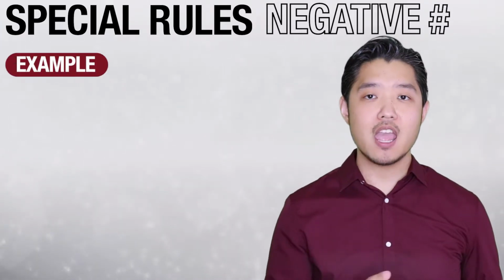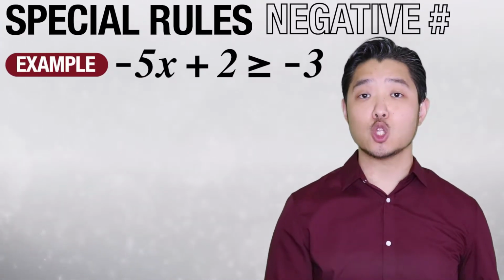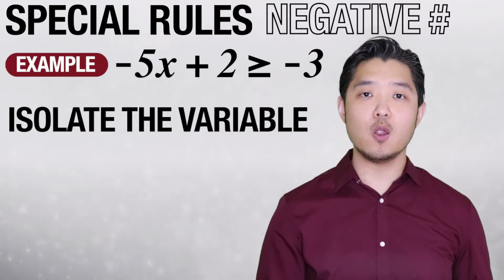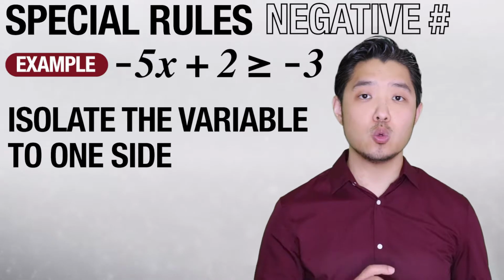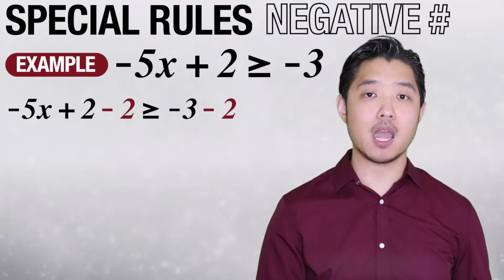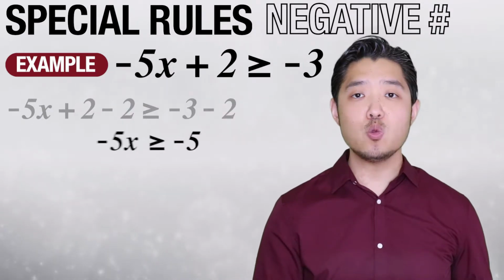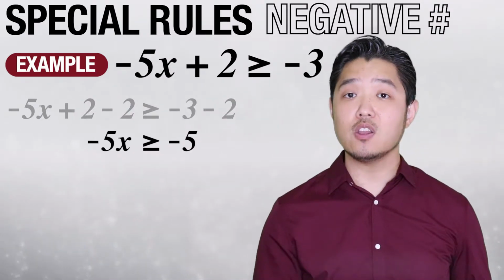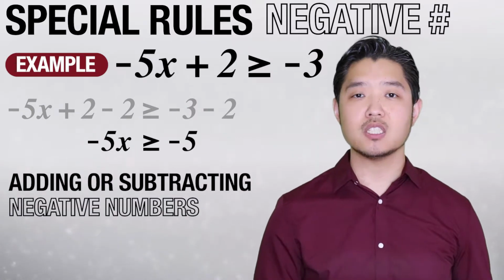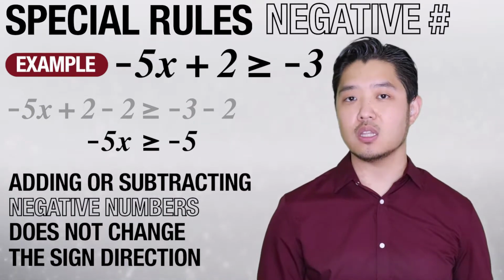For example, if you have minus 5x plus 2 greater than or equal to minus 3, isolate the variable to one side just as you would on equality equations. Subtract both sides by constant 2, then you have minus 5x greater than or equal to minus 5. Adding or subtracting negative numbers does not change the sign direction.